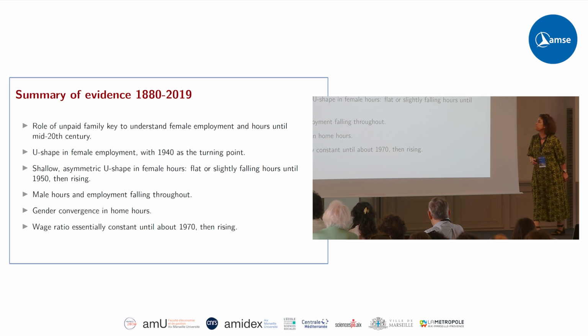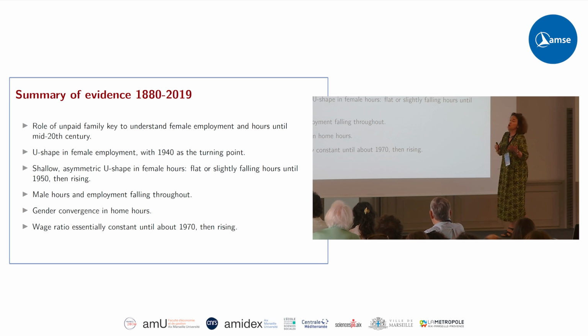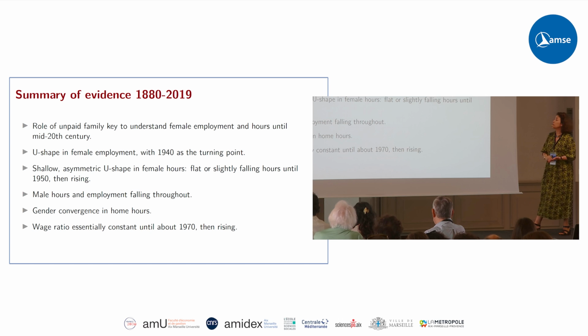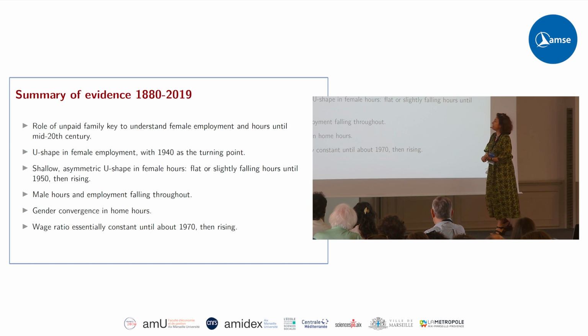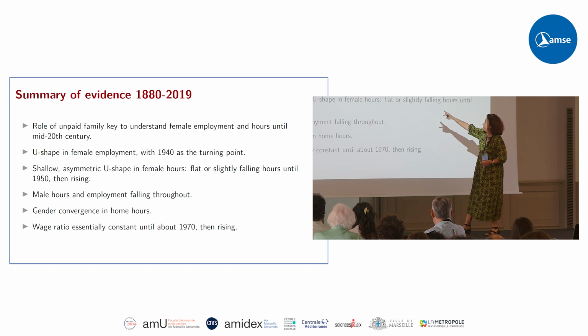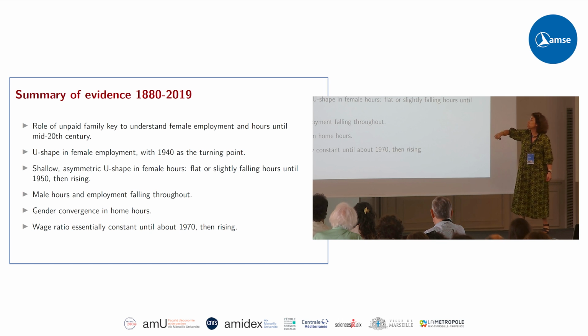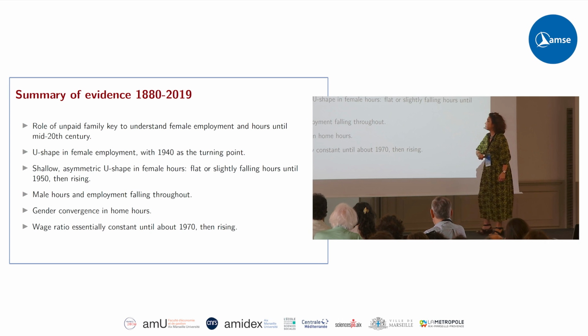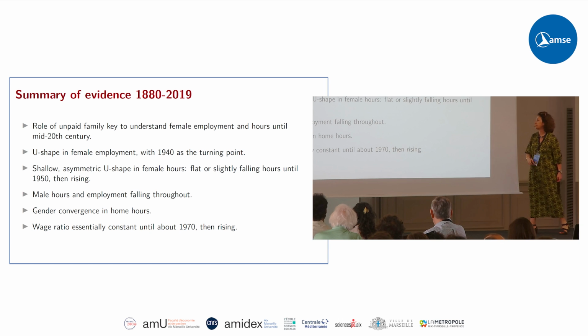Okay, summary of the evidence, just to wrap up. We emphasize the role of unpaid work for women. This is key to understand women's involvement in the economy until mid-20th century. Female employment is U-shaped. 1940 is the turning point. Also, female hours are U-shaped, but much more asymmetric and shallow. Male hours are falling throughout. There is gender convergence in home hours. The wage rate is essentially constant until about 1970, and then it's rising.